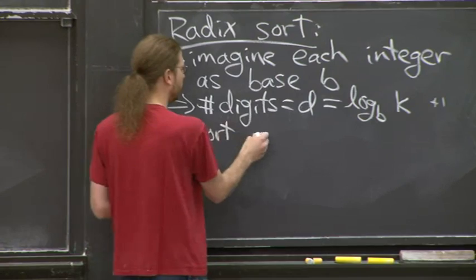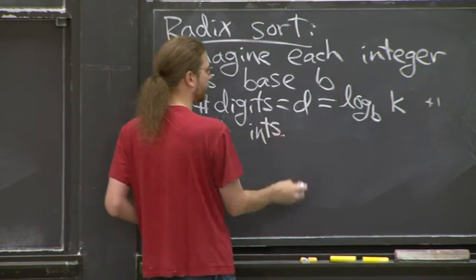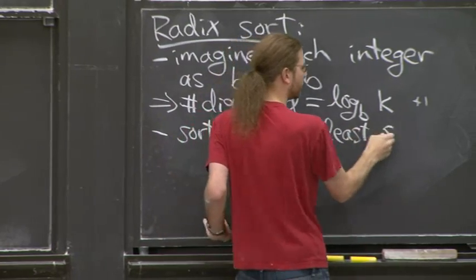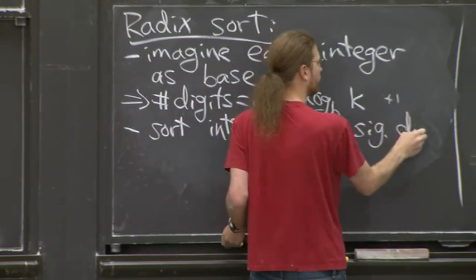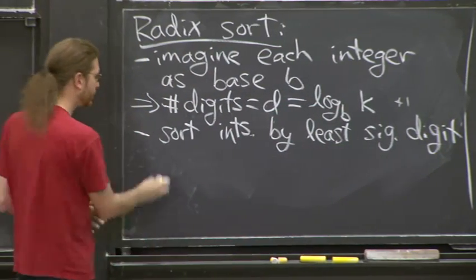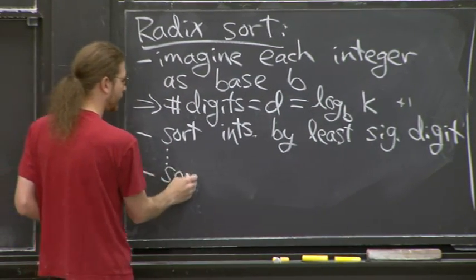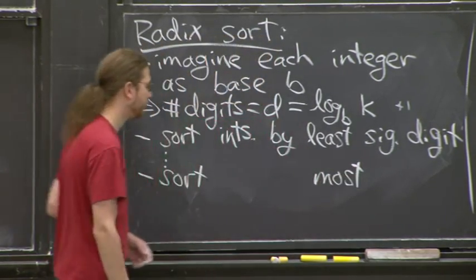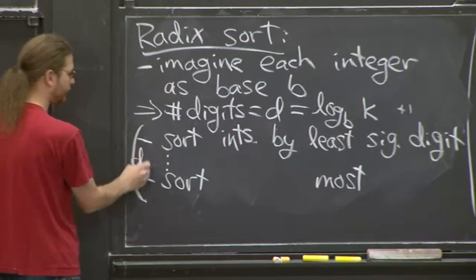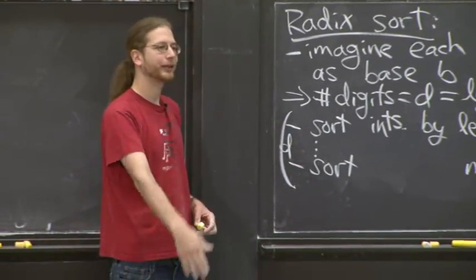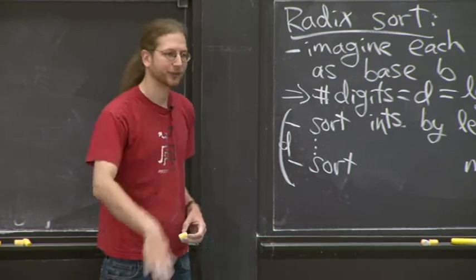Sort the integers, all of them, by the least significant digit, then sort by the next least significant digit, and so on, until you sort by the most significant digit. So there are d iterations here for d digits. Just sort all the integers by the least significant, all the integers by the next, and so on.